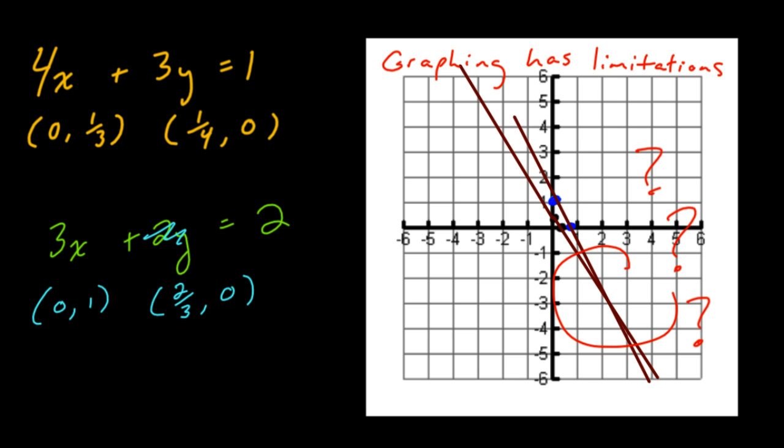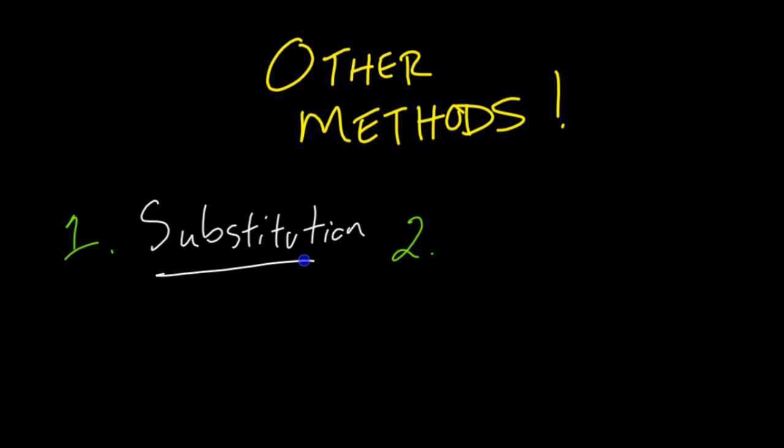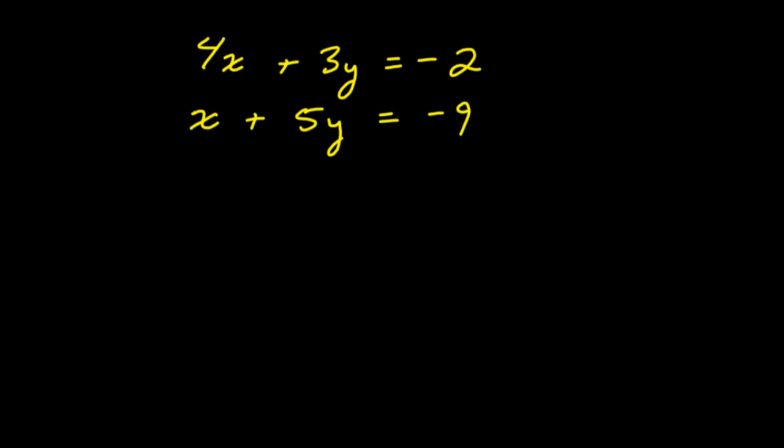So we want to go through a couple of other methods that we could use to do problems like this. We've got 2 that we're going to focus on. The first one is substitution. And the second method is going to be elimination. Might be other names that people call elimination, but for our purposes, we'll just call it that. Let's take that problem. 4x plus 3y equals -2, and x plus 5y equals -9. We're going to first solve this using substitution. We'll come back and do elimination in a minute.